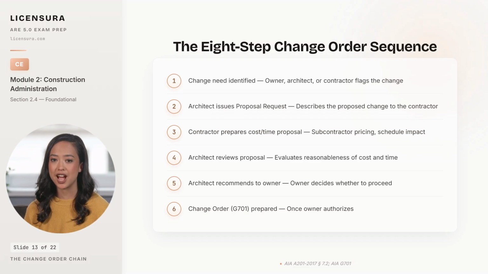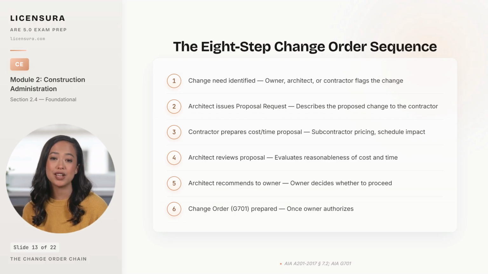Step 2. The architect issues a proposal request describing the proposed change to the contractor. Step 3. The contractor prepares a cost and time proposal, including subcontractor pricing and schedule impact. Step 4. The architect reviews the proposal for reasonableness, neither approving nor rejecting on the merits, but evaluating whether the pricing and time are within the range a competent contractor would reasonably charge. Step 5. The architect recommends to the owner whether to proceed, and the owner makes the actual decision.